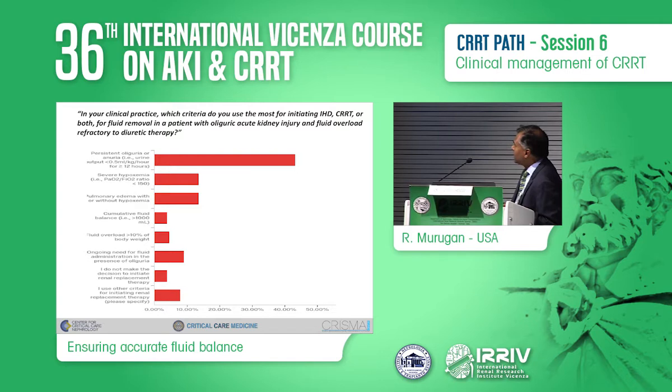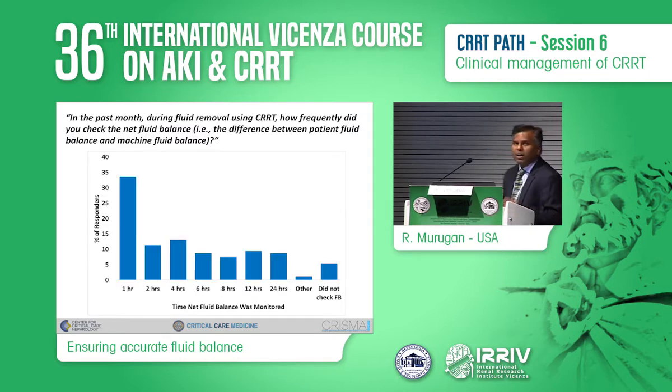You can see that most clinicians indicated that either persistent oliguria or anuria is still the most common indication for removing fluid. Then we asked, how frequently do you monitor your volume management strategy in a patient who's on CRRT? How frequently do you measure the net dose, which is what's going on in the patient, as well as what's coming out of the machine, to titrate your fluid management?